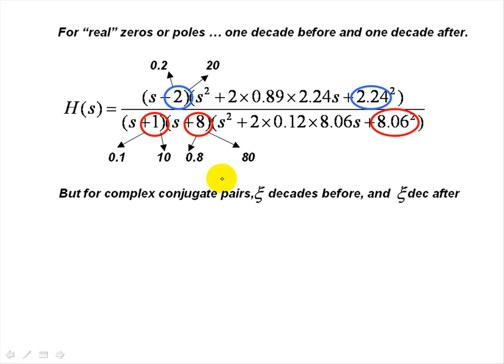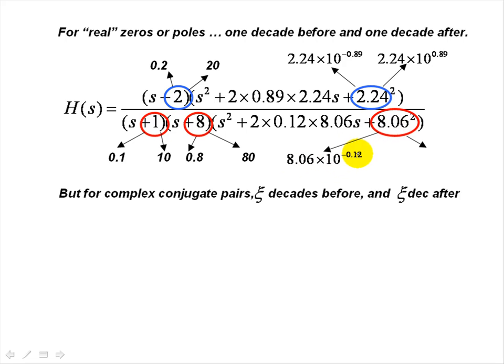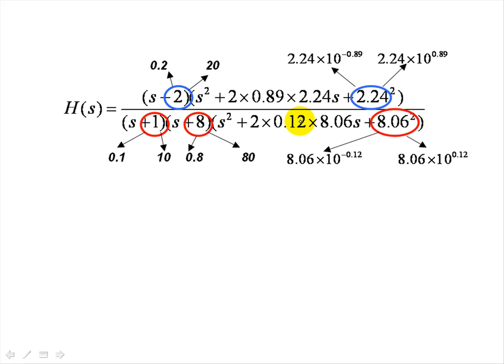For pairs of complex conjugate zeros or poles, they also contribute with 2 knee points, but only z decades before and z decades after. For the zero at omega naught, 2.24 radians per second, the knees are at 2.24 times 10 to the negative 0.89, and 2.24 multiplied by 10 to the 0.89. For the pole at omega naught, 8.06, the knees are at 8.06 times 10 to the negative 0.12, and 8.06 times 10 to the positive 0.12. The numerical values are these.